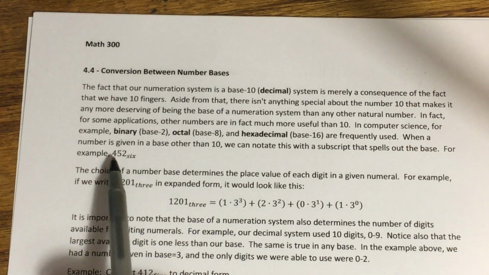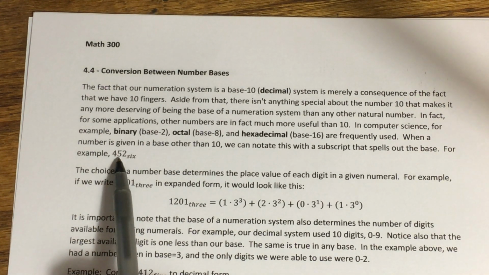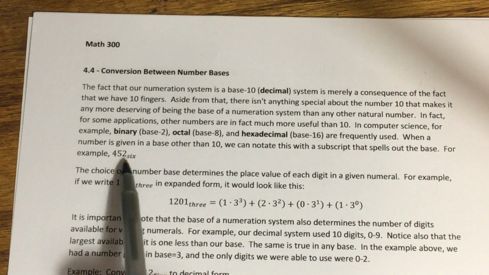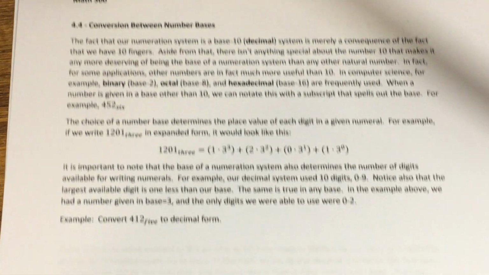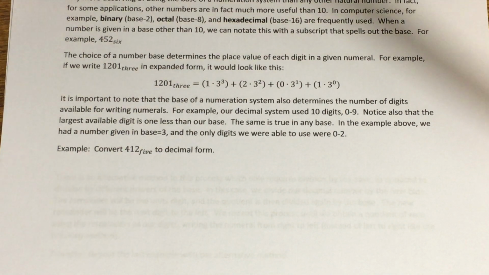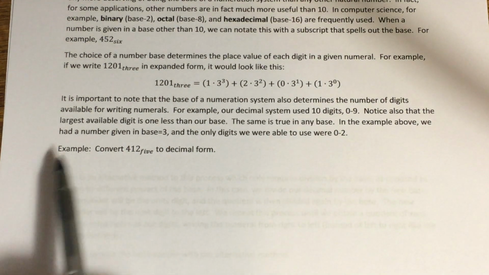Up here, another example, 452, or remember, I almost said 452. It's not 452, but 452 in base 6. Each digit is less than 6. That always has to be true of a number written in a particular base. So let's do an example.